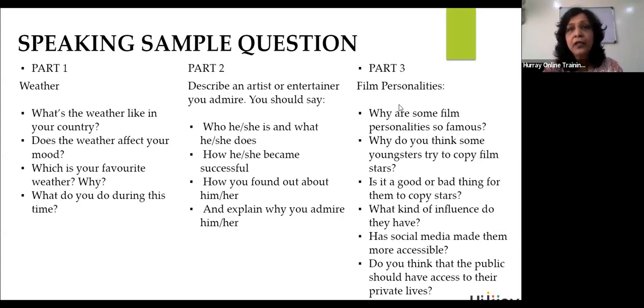In part 3, they're talking about film personalities, which is remotely connected to part 2, but it's not directly connected. They're taking one aspect, one of the entertainers. One entertainer could be a film personality. So in general, they're asking you in depth. So in part 3, you're going into a deeper discussion at an abstract level. So you can talk even for 3 or 4 sentences until the examiner stops you and leads you to the next question.